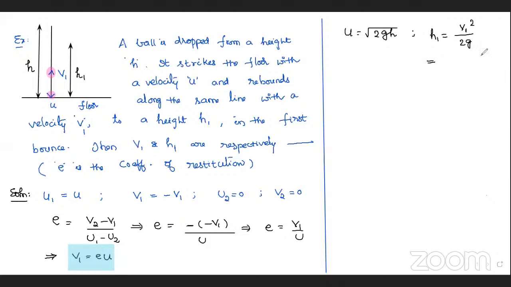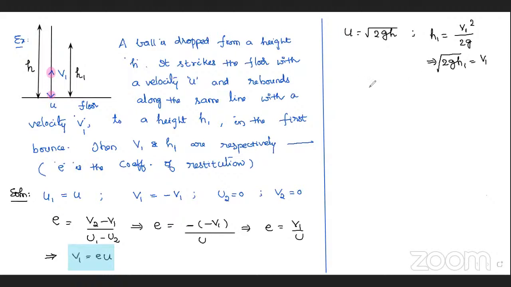That implies, by cross multiplication, v1 square is equal to 2g h1. So v1 is equal to root of 2g h1. If you understand these two from motion in a straight line, then it is very easy to find the coefficient of restitution and, from that, the height.